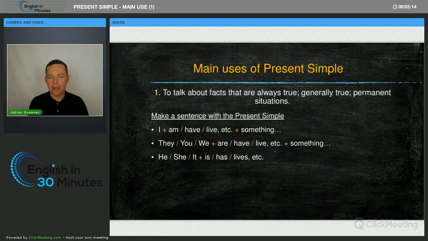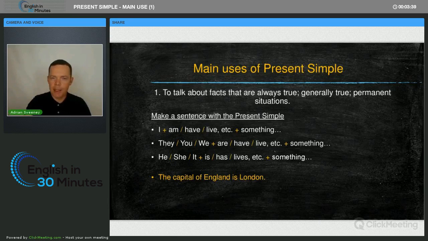Now, the first situation, I'd like you to tell me the capital of England. So, capital of England, London. And use the verb to be. Give me that sentence. Ready? Hope you said this. The capital of England is London. So, this is always true.